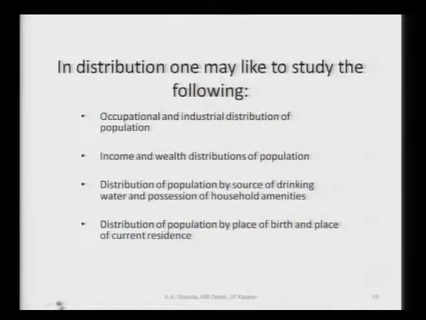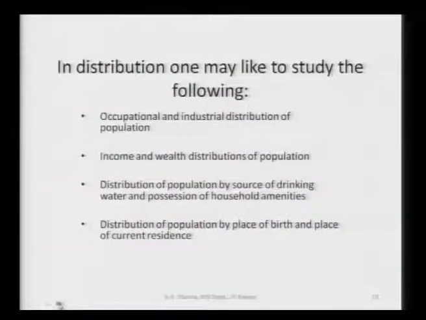You may like to have frequency distributions of people with different types of sources of drinking water, like wells, canals, pipelines, or hand pumps, and possession of household amenities: television sets, furniture, kacha house, pakka house, and so on. And distribution of population by place of birth and place of current residence. In India, data on place of birth has been an important source of data on migration, from which we know from which states people are migrating to which other states and what could be the reasons. We also have a question on reason now.